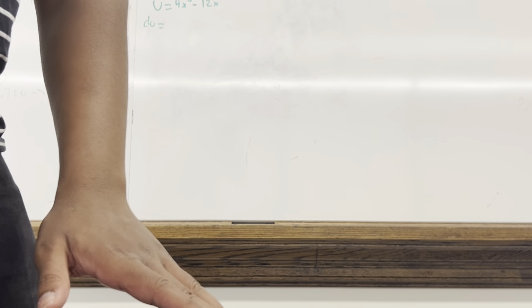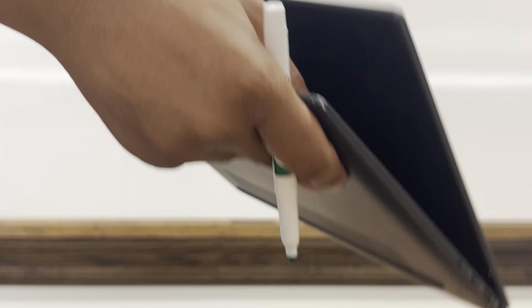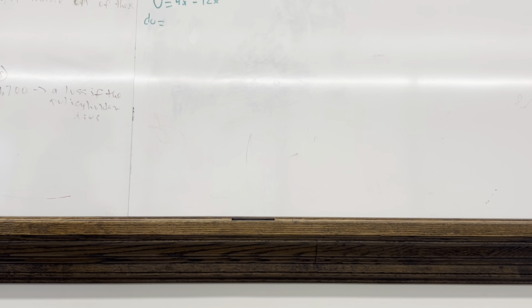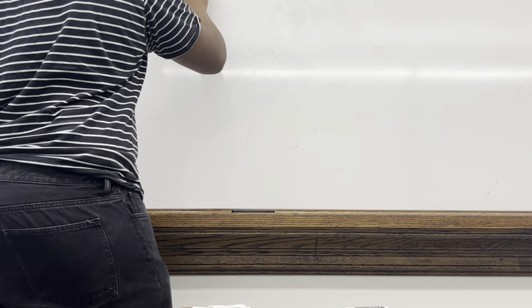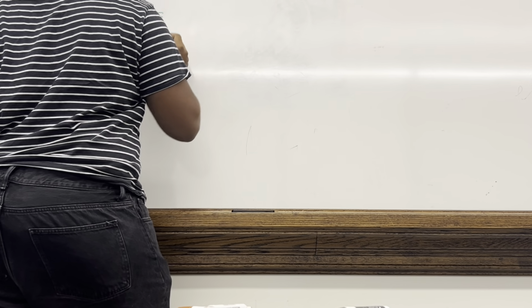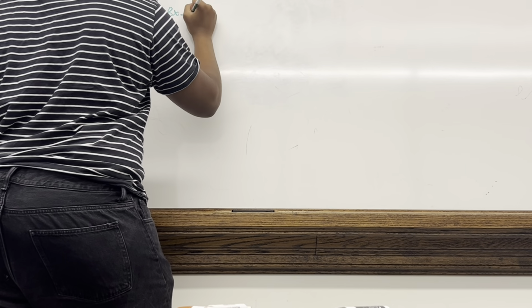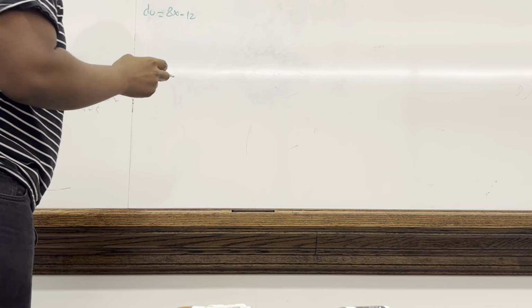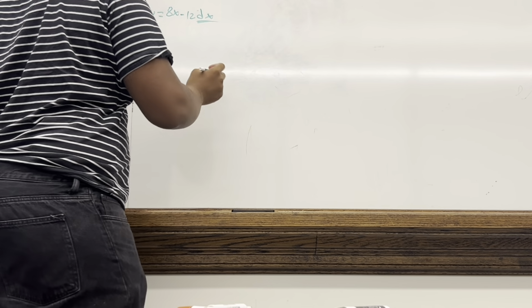I think there's an issue with the problem, the Python problem I'm using right now. It's supposed to be 2, so root of u, 8x minus 12 dx. Don't forget the dx part. That's good. Add it at the end of every one.